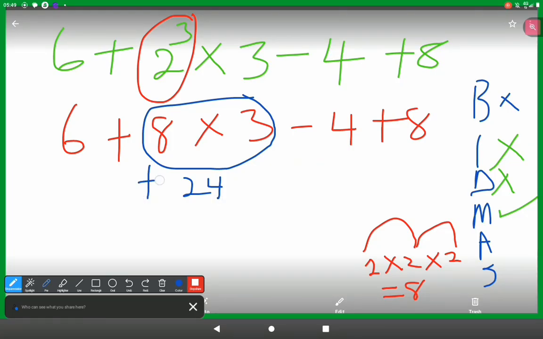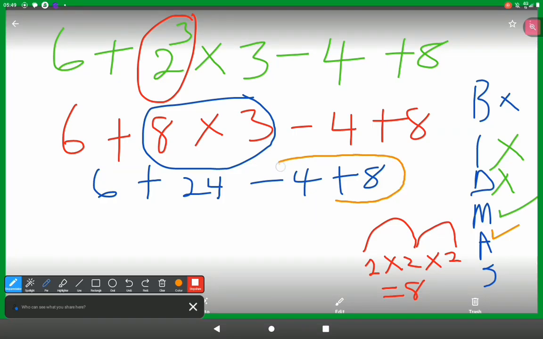So then I'll bring down the other figures. 6 plus 24 here. Then subtract 4 plus 8. After I've done that, I'll consider the next operation, which is addition. Addition is from the right. So who owns the addition? Plus 8 owns the addition. So I'll take it together with 4. And I'll take this together with 24. So 24 owns the addition right here, and 6 owns the addition.